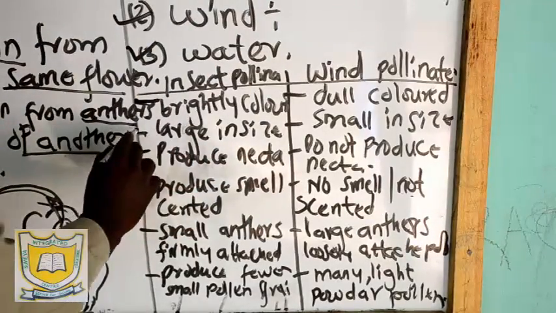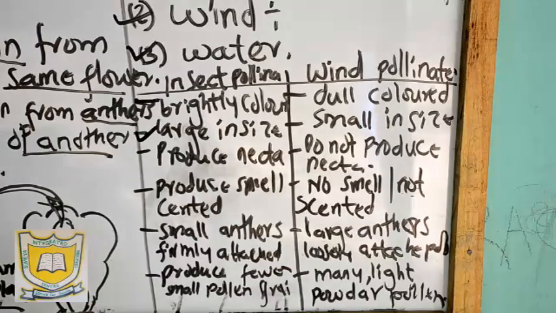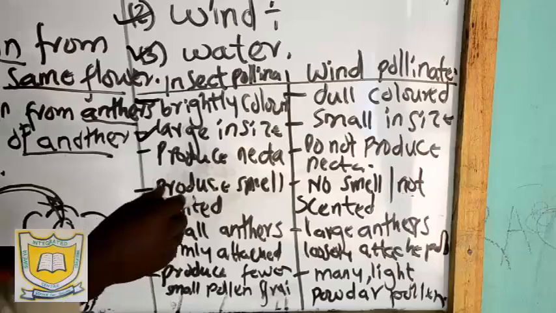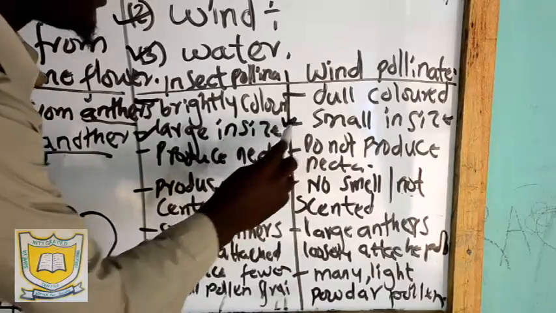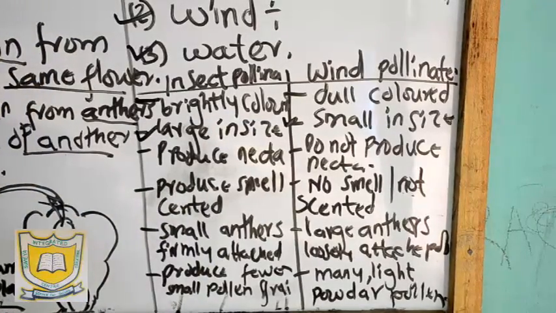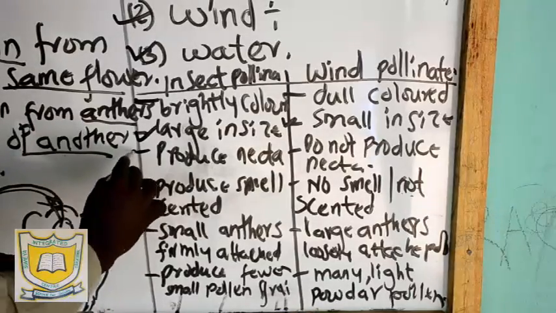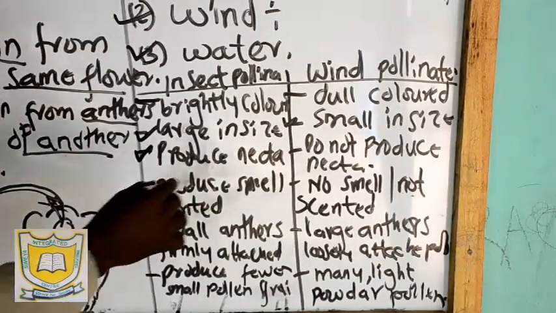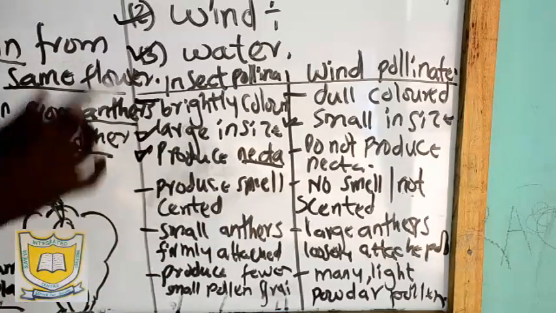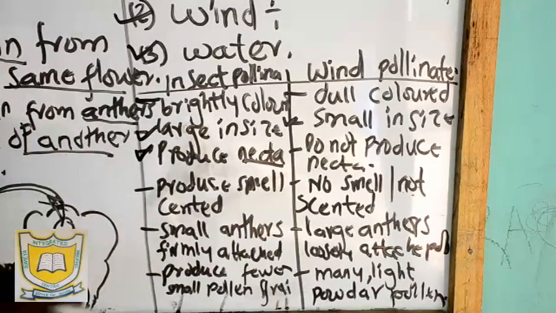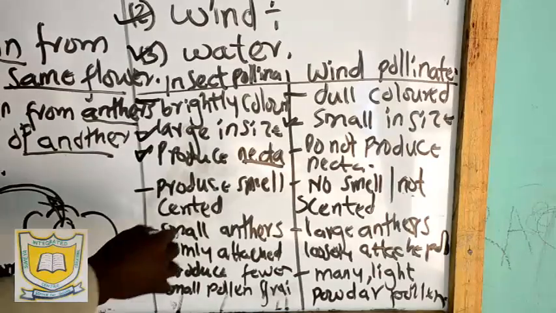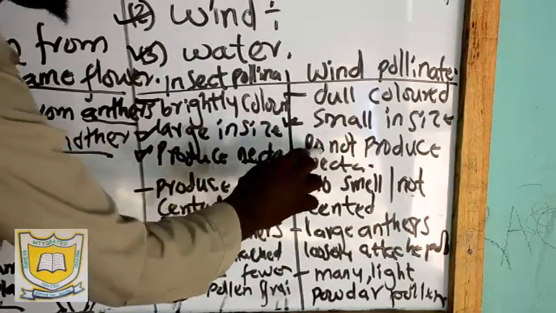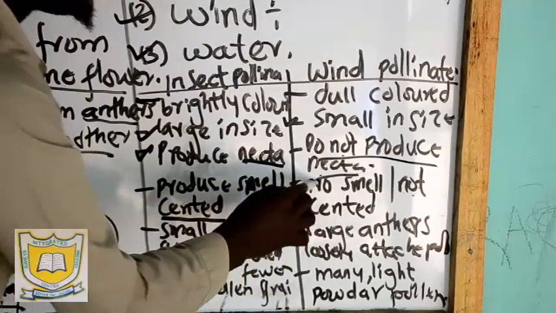Number two, insect pollinated flowers are large in size, and wind pollinated flowers are small in size. Insect pollinated flowers produce nectar. This nectar is the one that produces smell, so they are scented. Wind pollinated flowers do not produce nectar.